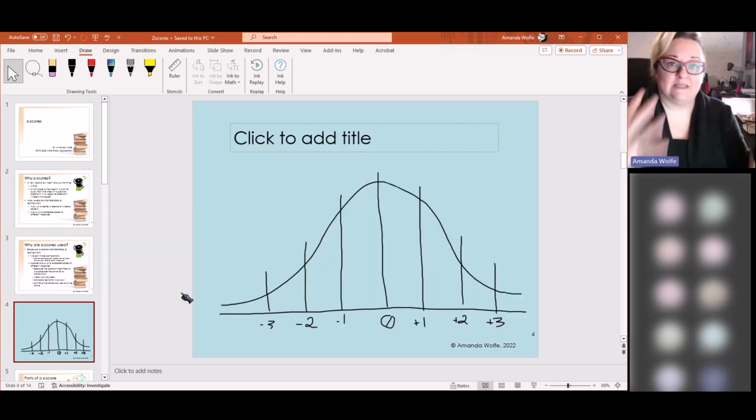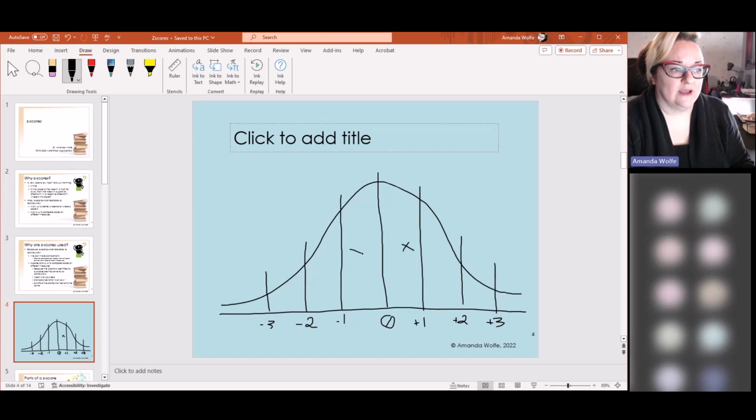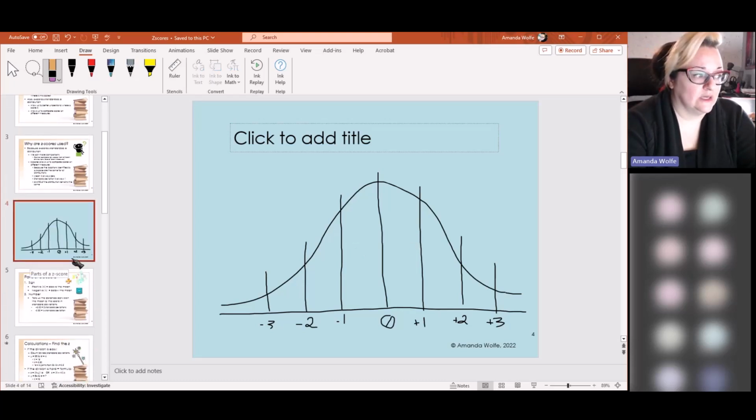And then the shape stays the same. And again, that way I can say, oh, like a score here, I can compare it to a score here and I can know what that means, okay? Okay, that's what a z-score does.